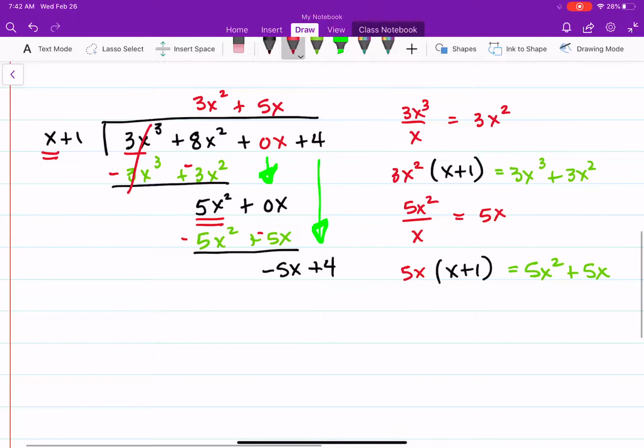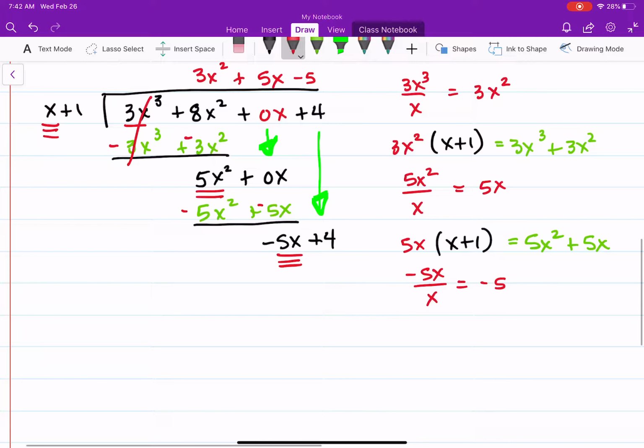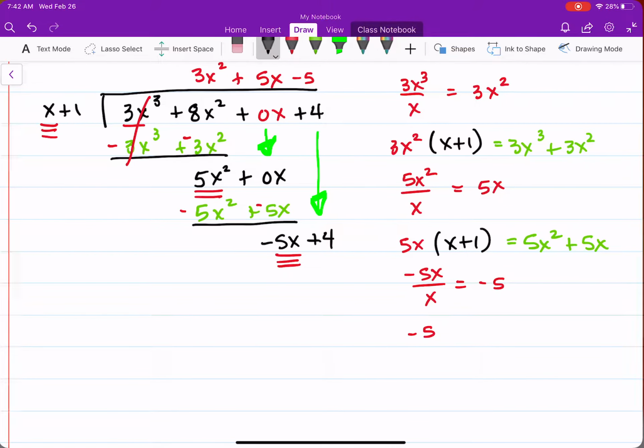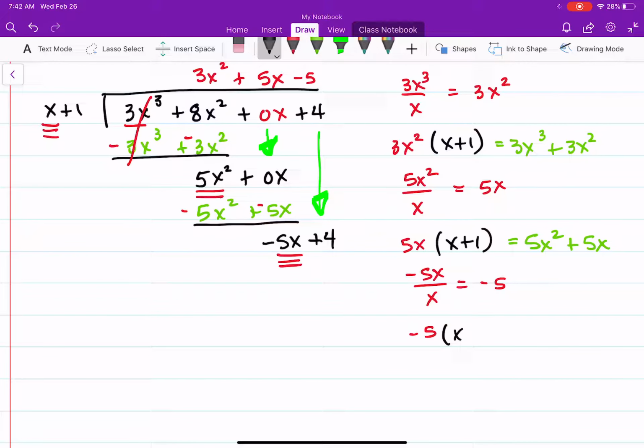So same question again. How many times does x go into negative 5x? So we go here, negative 5x divided by x, and that's going to give you a negative 5. So we're going to put down negative 5 here. All right, then we're going to take the negative 5 and multiply with x plus 1. And we're going to get negative 5x minus 5. So put it down here, minus 5x minus 5.